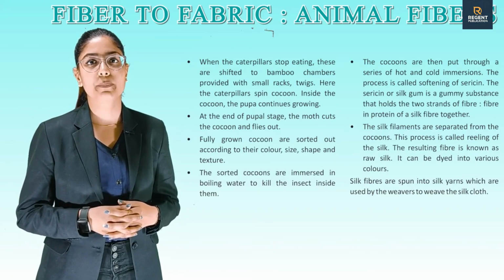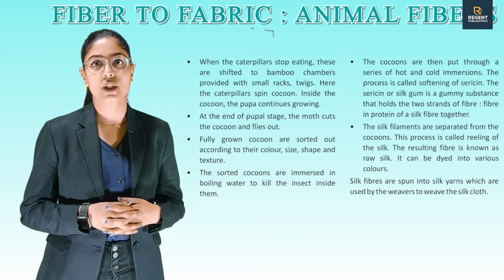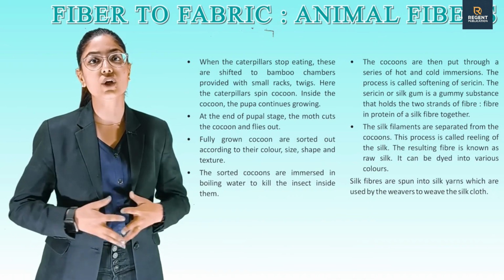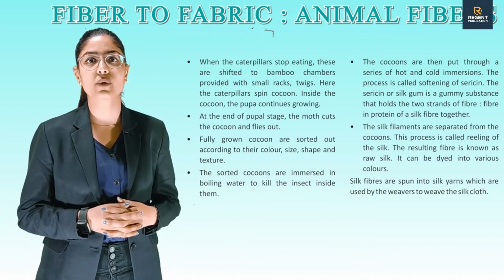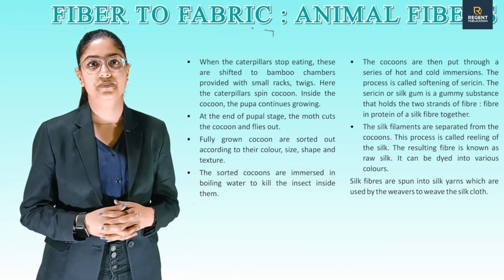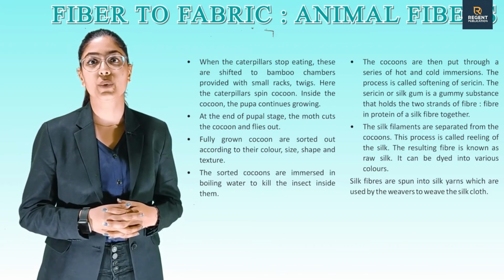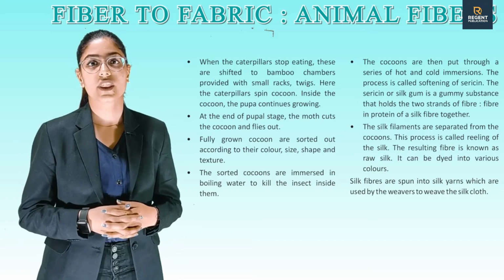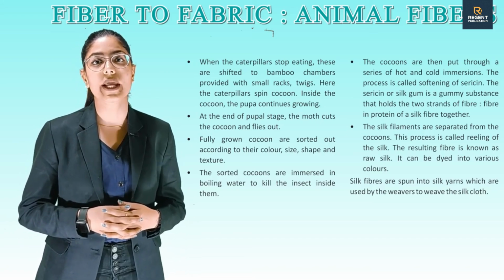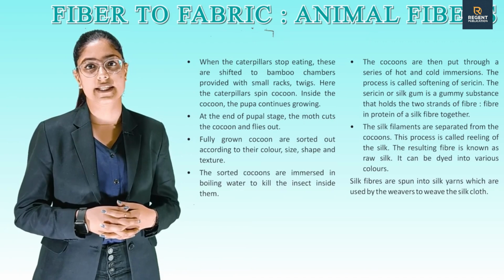Inside the cocoon, the pupa continues growing. At the end of the pupal stage, the moth cuts the cocoon and flies out. Fully grown cocoons are sorted according to their color, size, shape and texture. The sorted cocoons are immersed in boiling water to kill the insect inside them. The cocoons are then put through a series of hot and cold immersions. The process is called softening of sericin.